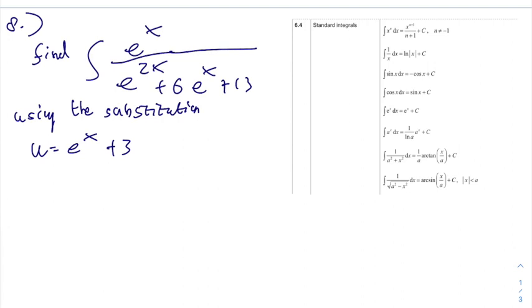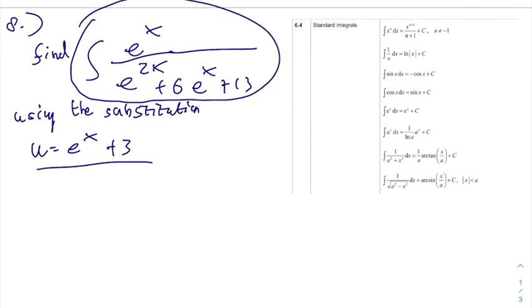Today we'll be looking at an IB Math HL Paper 1, and this specific paper is from May 2015 time zone 1. And in this video I'm going to look at some of the harder questions in the paper. So I'll be starting with section A and with question 8. Question 8 asks us to find the integral of this function here, using the substitution u equals e to the power of x plus 3.